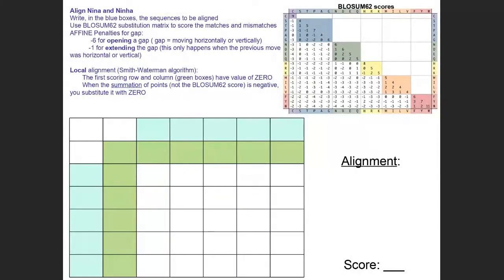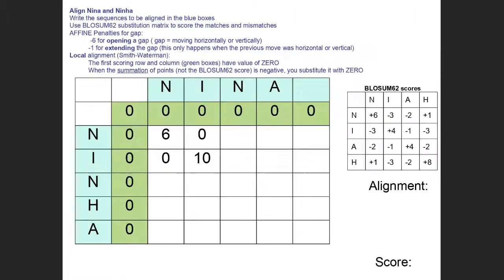The way you do that is you write Nina and Nina in here. It doesn't matter which one goes where. Is it sharing? Yeah, it should be sharing. And then you put the initial conditions to 0. Remember, that's the Smith-Waterman. We just put the zeros in here. And with the Needleman-Wunsch, you will see that only this is 0, and these become more negative.